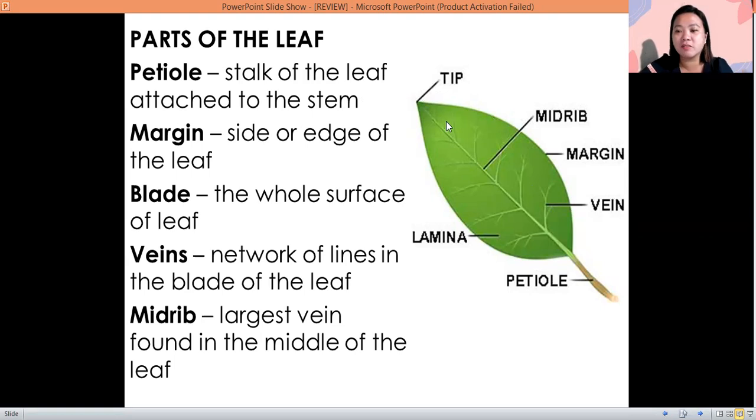Okay, for the parts of the leaf, flower, and the seed, you are going to identify. I will put some parts and then you will identify: this one is for parts of the leaf, this one is parts of the flower, and the other one is parts of the seed. So please remember all the parts of the leaf. We have the tip, midrib, margin, vein, blade, and petiole.